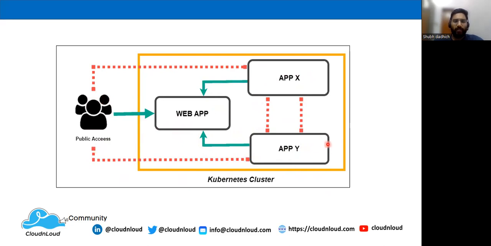So what are network policies in general? We will discuss. Network policies are a set of rules that define how pods communicate with each other within the Kubernetes cluster. It provides a way to control the network traffic flow between different pods and services running in the cluster.